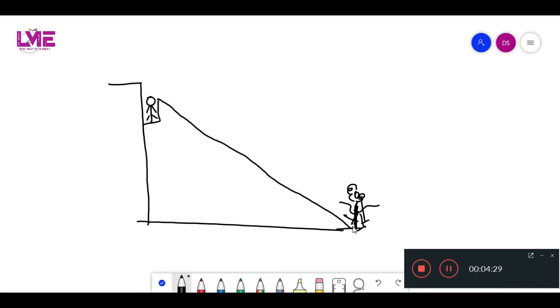Okay, now you can see here, similar to the previous case, a right angled triangle is formed. So we can say the angle at this point is 90 degree, and this is one side of the right angle triangle, and this is the other side of the triangle, which here is nothing but the height at which the man is standing, and this can be taken as hypotenuse of the right angled triangle.